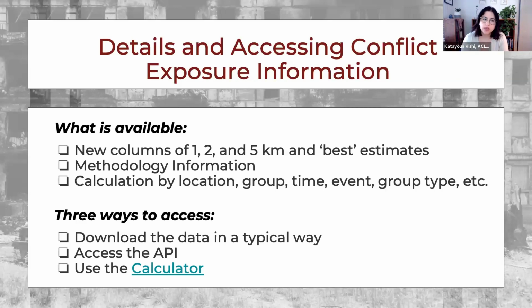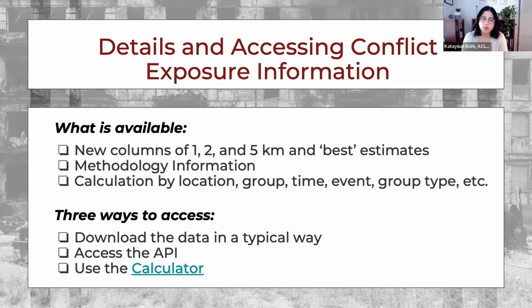So when you look at the ACLED data and you download it, you'll see all of our typical columns relating to the information about the event. And at the end, you have the option of adding on the population information, and it will give you the estimates of the 1, 2, and 5 kilometer radius of the conflict event, as well as a best estimate.